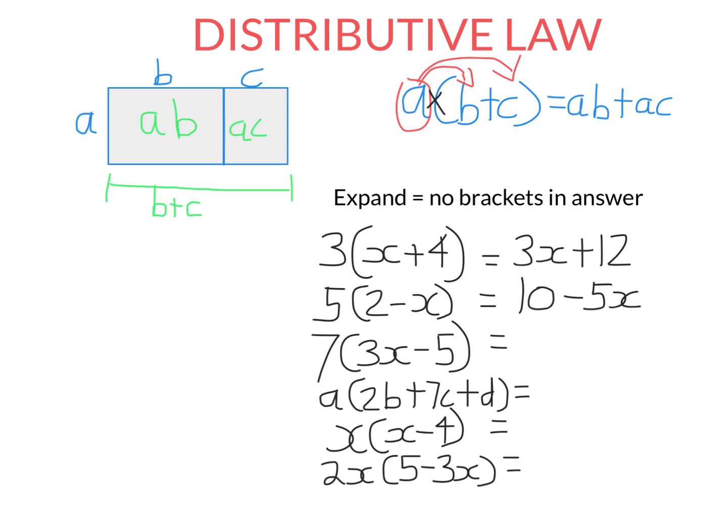This one we will do the same way. 7 times 3x: 7 times 3 is 21. Then we add the x. And then 7 times negative 5, not 7 times positive 5, gives us negative 35. Here we've got one with multiple variables and multiple terms in the brackets, but we're not going to do it any other way. We distribute the A to the first term, so A times 2B is 2AB. Now we multiply A by positive 7C, and then we multiply A by positive D.